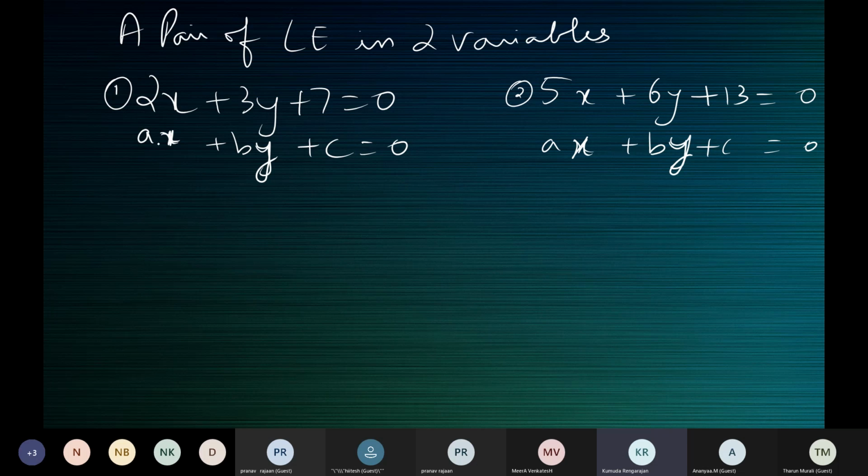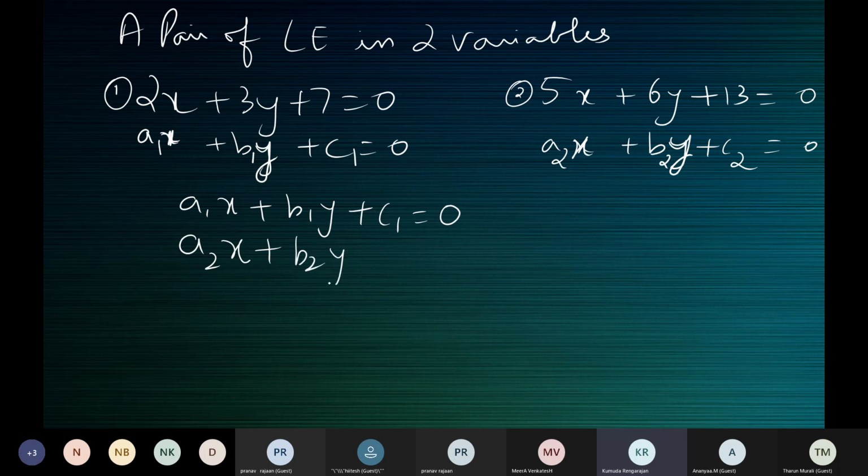So differentiate the coefficients. Call this A1, call this A2. Call this B1, call this B2. Call this C1, call this C2. Simple, right? So A1x plus B1y plus C1 is equal to 0 and A2x plus B2y plus C2 is equal to 0 is the standard form, or represents the standard form, of a pair of linear equations in two variables x and y.